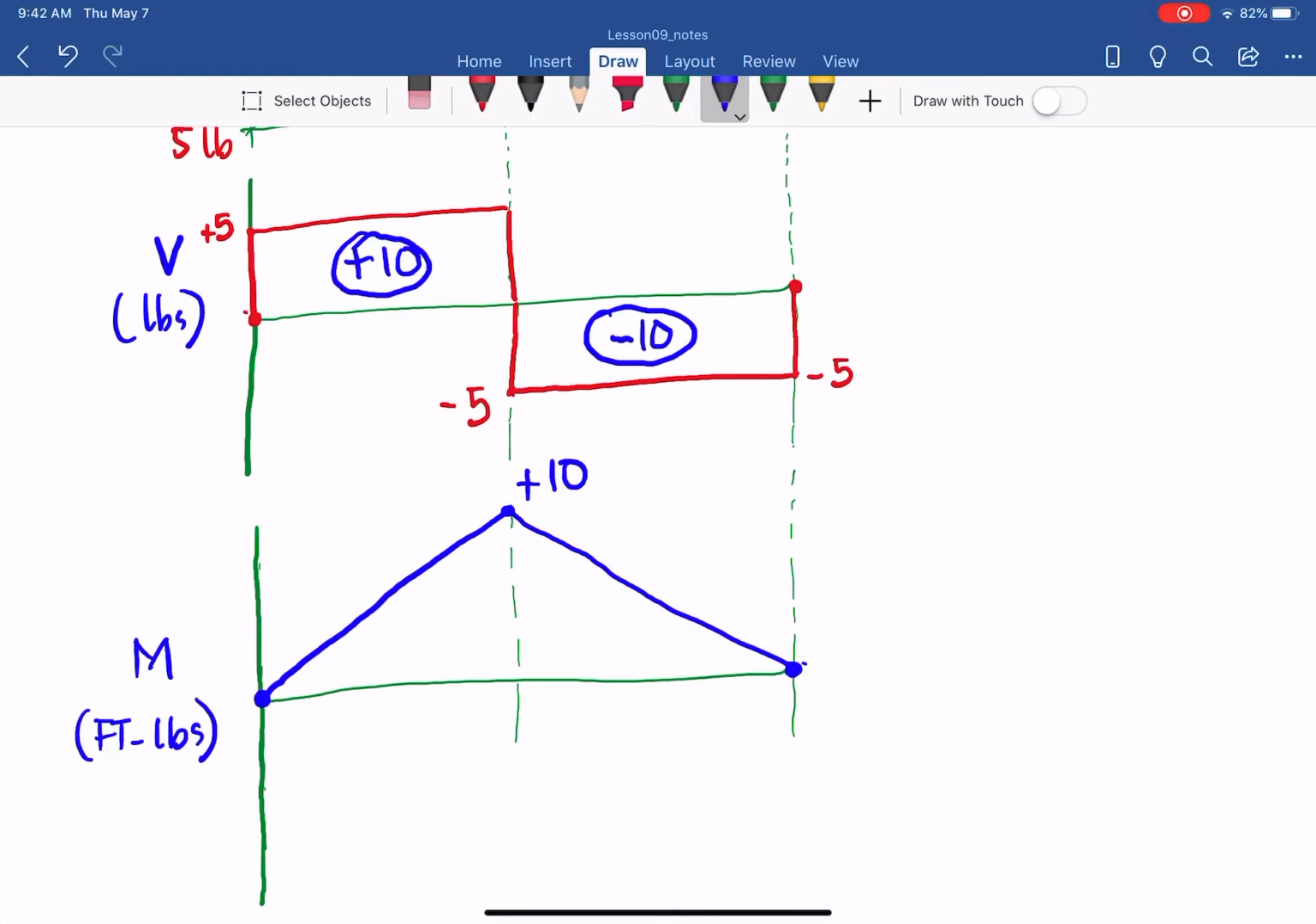That shows you did it correctly. And the slope, as you can see here, this is 2 feet, right? So 10 divided by 2. So that slope here, if you check, equals 5, the shear from left to the middle. And then negative 5 from the middle to the right. Okay, so that is what we have for the moment diagram.